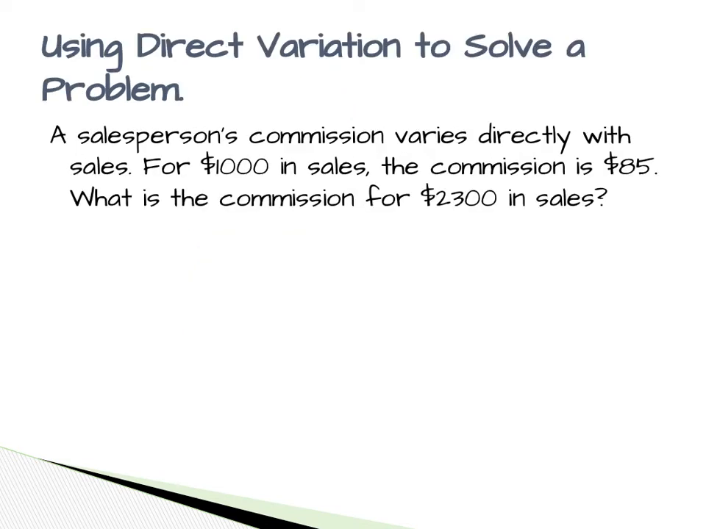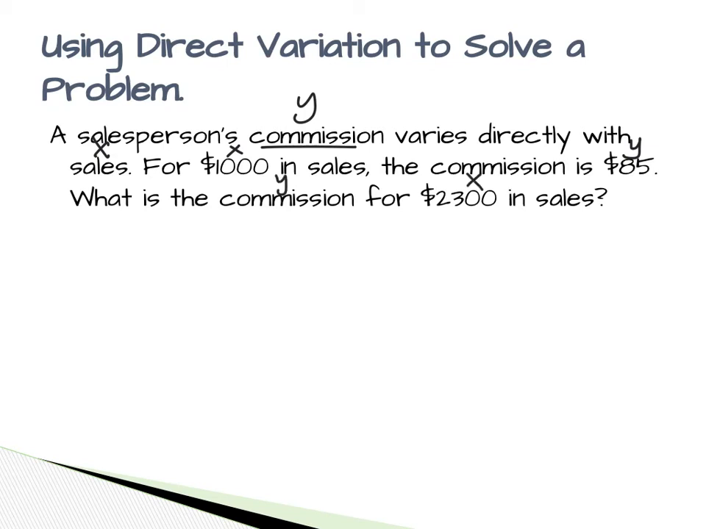Okay, now we're going to use a direct variation to solve a problem. A salesperson's commission varies directly with sales. So Y is commission, sales is X, because they normally say Y varies directly with X. So commission varies directly with sales. You're going to make commission Y and sales X. So we've got $100 in sales, and the commission is $85. I just did that backwards. Sales is X, commission is Y. They want to know what is Y when X is 2,300.